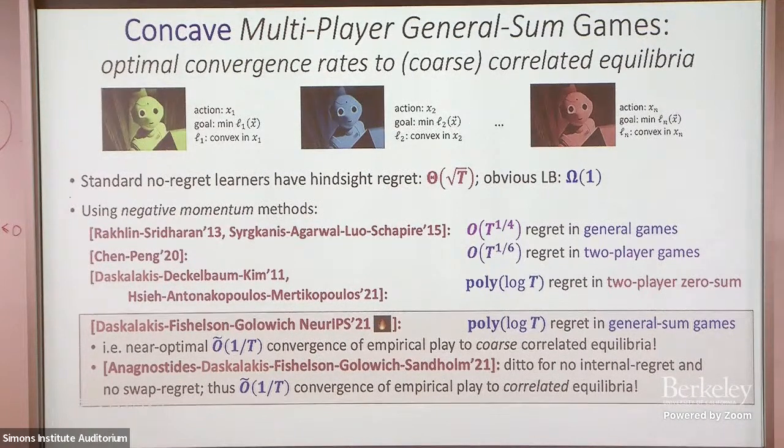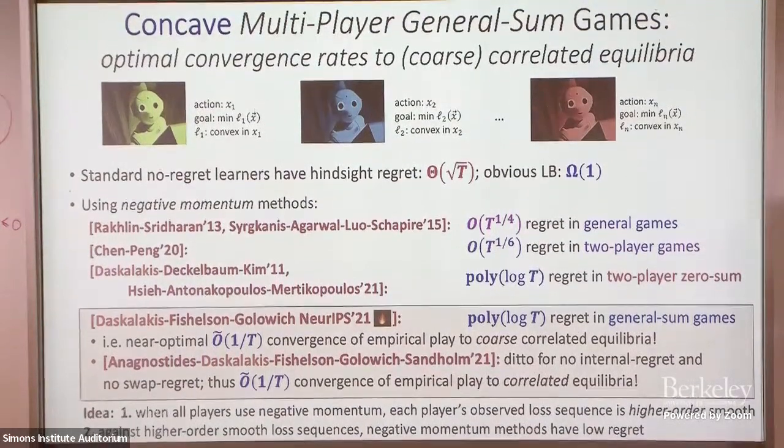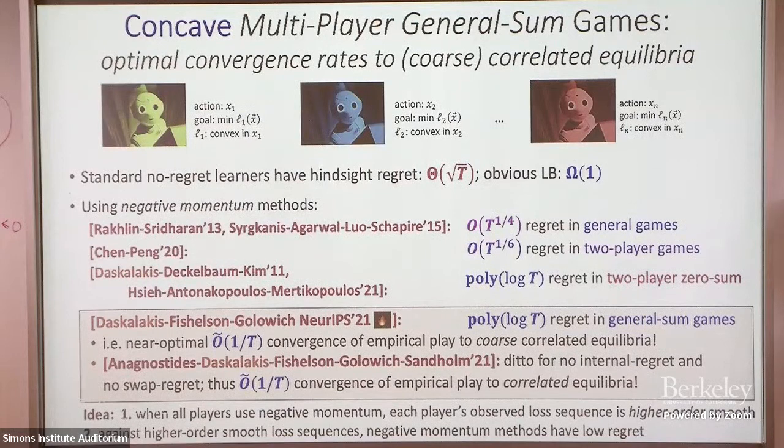It is on the slides that are shared, but let me give you the idea in 2 points. The idea is this, that when all players use negative momentum, like optimistic gradient descent, then the loss sequence that an agent is experiencing is smooth. Not only is it smooth, so not only do the loss functions that the player experiences change slowly, but something more than that. They're higher order smooth. So they're really, really smooth.